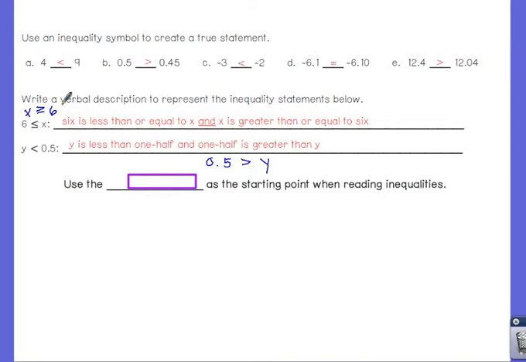Inequalities do not have one answer, where equations have one answer, like x equals 4. The only answer that works for that problem would be 4. But there are many answers you can get with inequalities, because it's not equal. We're going to use the variable as a starting point when reading inequalities.